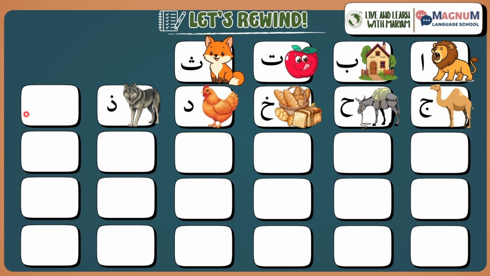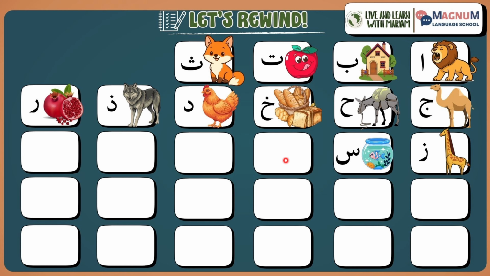10th is Ra for Rumanun. 11th is Za for Zarafatun. 12th is Sheen for Samakun. Next is Sheen for Shayun. Next is Swaad for Sandukun.